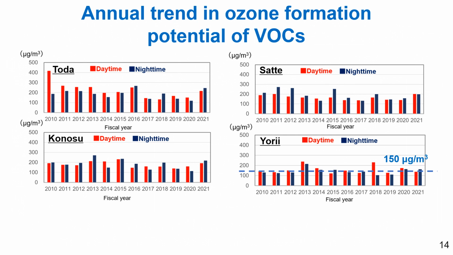The ozone formation potential in Konosu and Sate has remained slightly higher than in Yori, with an increasing number of cases where the levels are higher at night in recent years.